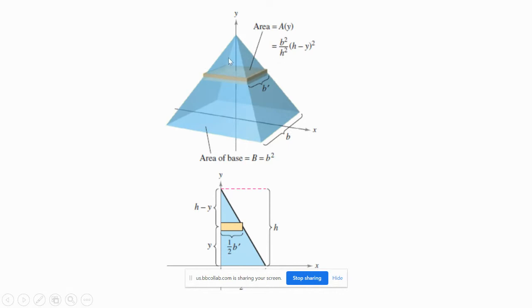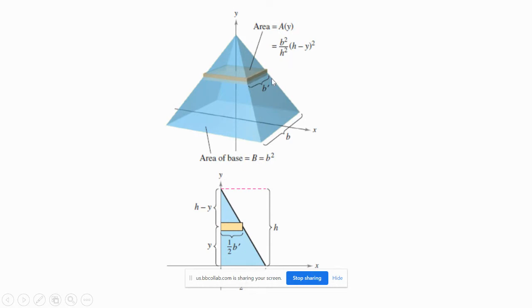Anytime you make a cross section here, you get a rectangle, because if you think about being parallel to the plane down here of y equals 0, whenever you make these cross sections, you will get an A of x. Now, you have to think about this: the area of the base is B, but this is B times B, because this is a square pyramid.